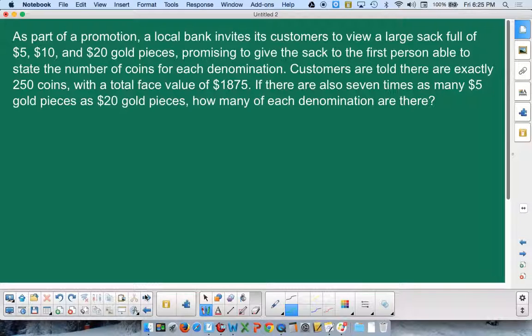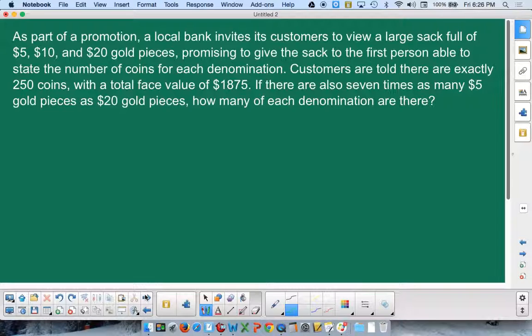I wish this was true, but somehow I don't see a local bank doing this, but it's entertaining. The local bank invites its customers to view a large sack full of $5, $10, and $20 gold pieces, promising they'll give the sack to the first person able to state the number of coins for each denomination. And they're given the following information. There are exactly 250 coins in the sack. The total value is $1,875. They're also told there are 7 times as many $5 gold pieces as $20 gold pieces. How many of each denomination are in the sack?